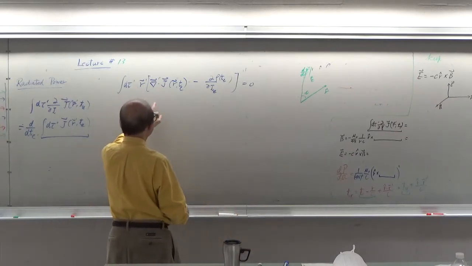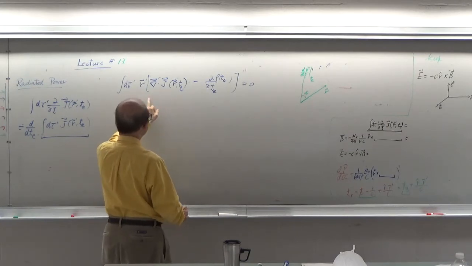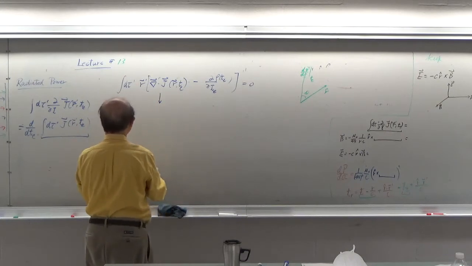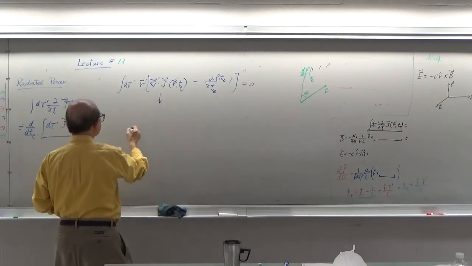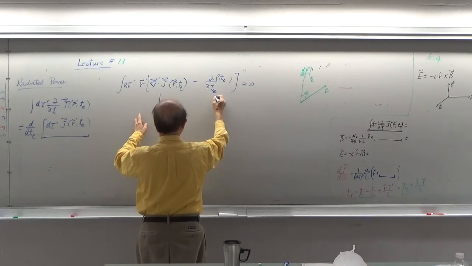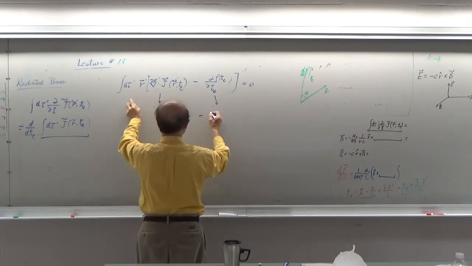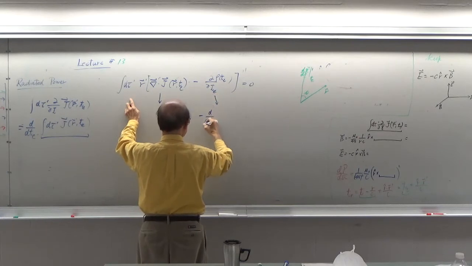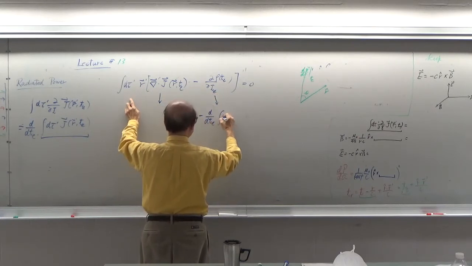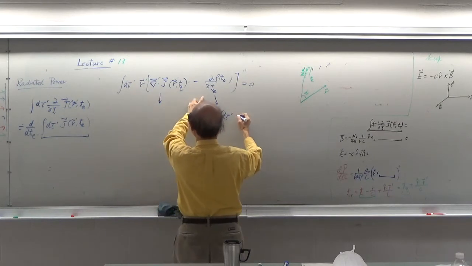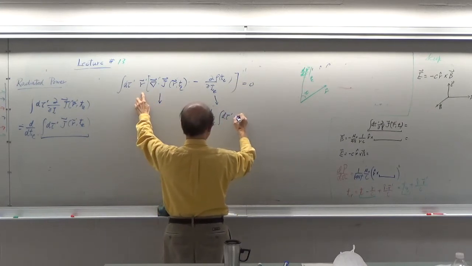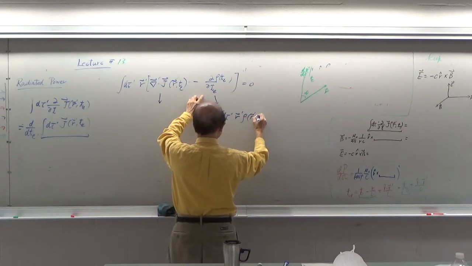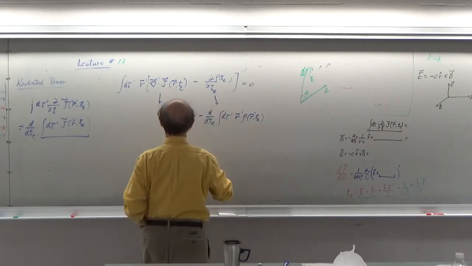Okay, now let me take a look at this term. What will it give me? Well, this term will give me something simple. So that's minus, let me put the del t outside, d by dt of the integral of r prime rho at r prime. So that's what this term gives me.